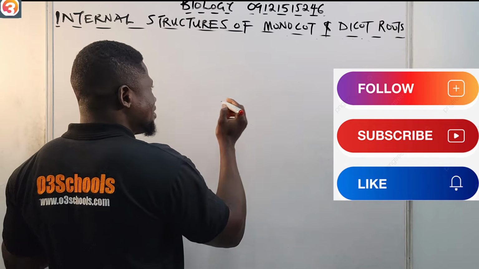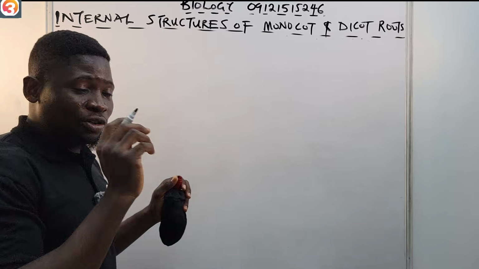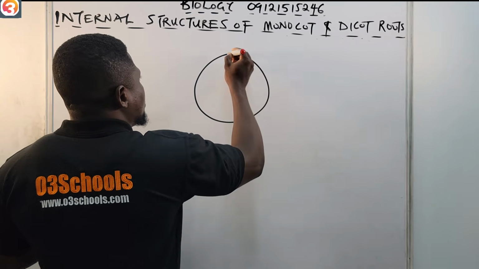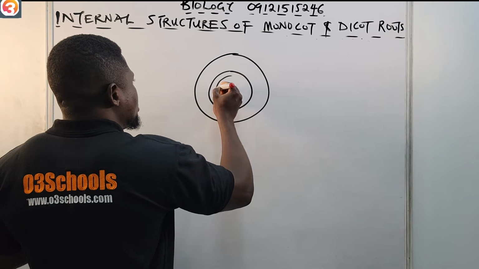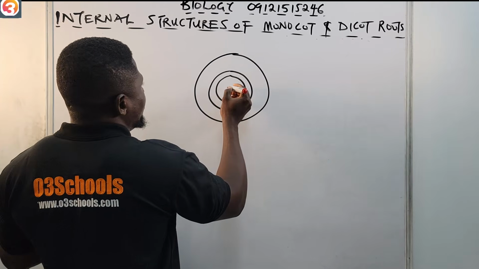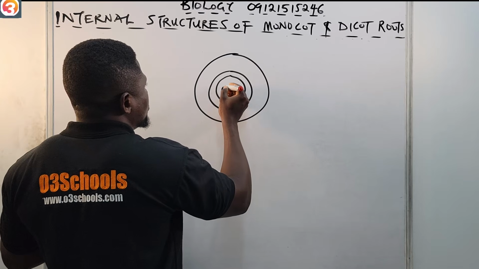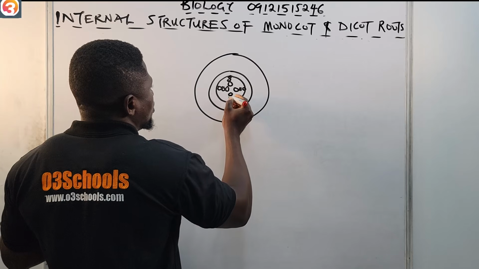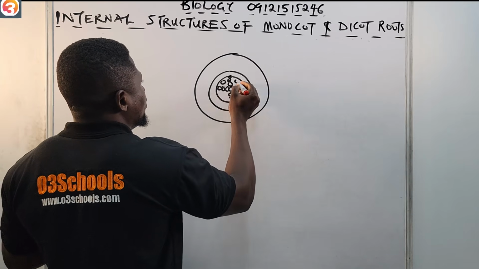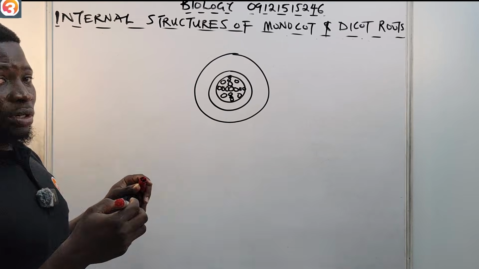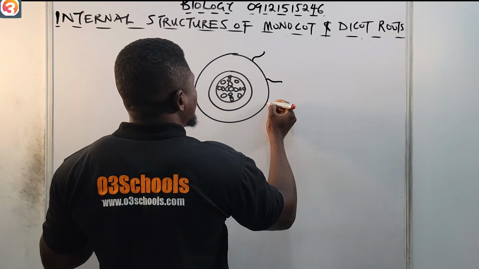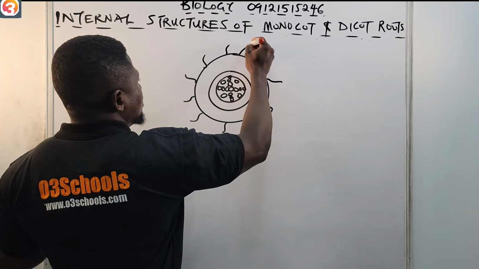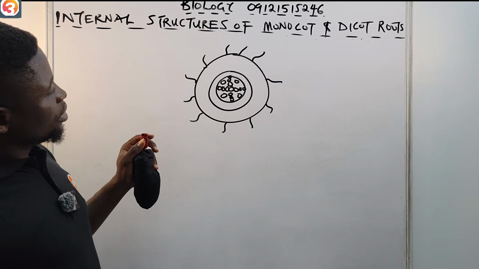If you take a transverse section of a dicot root, it looks basically like this. Don't mind my diagram. This is basically how it looks. Then it has root hairs like this, root hairs like this, root hairs like this.